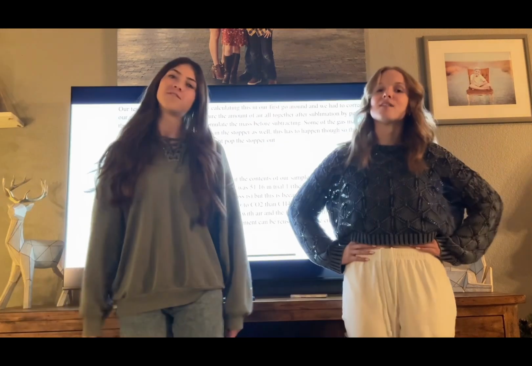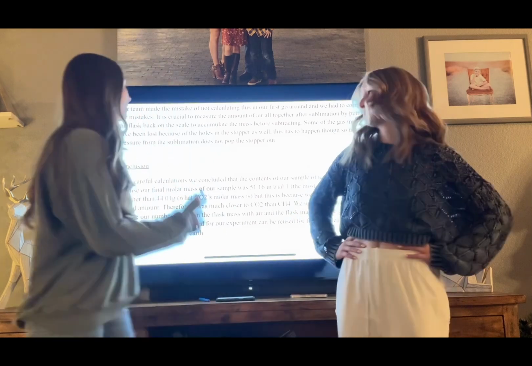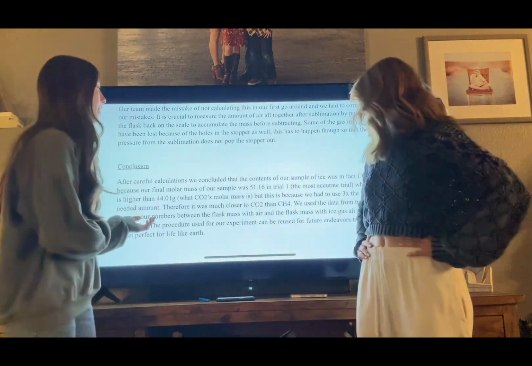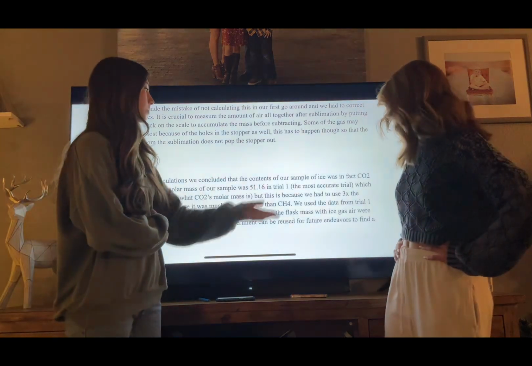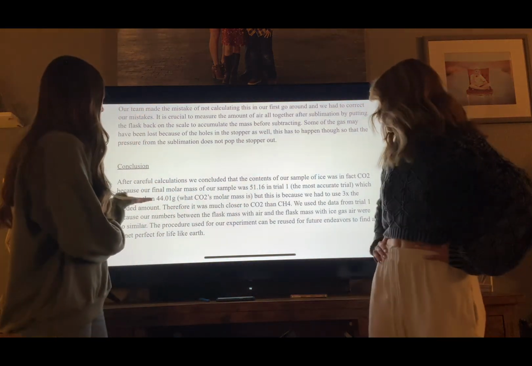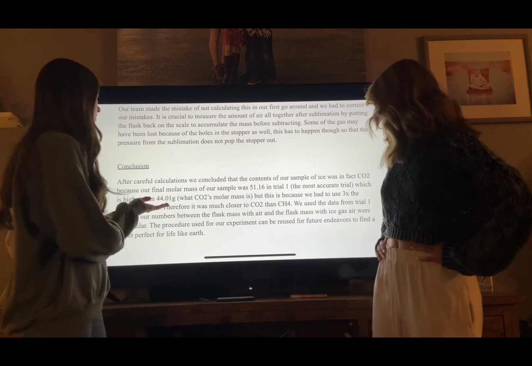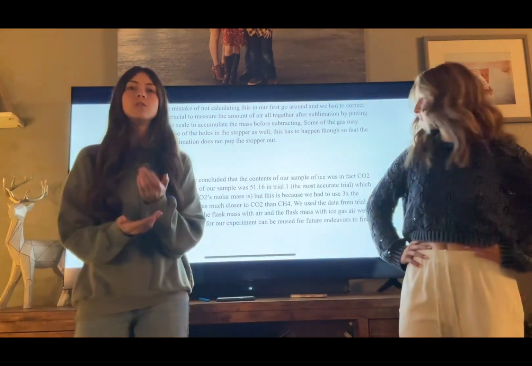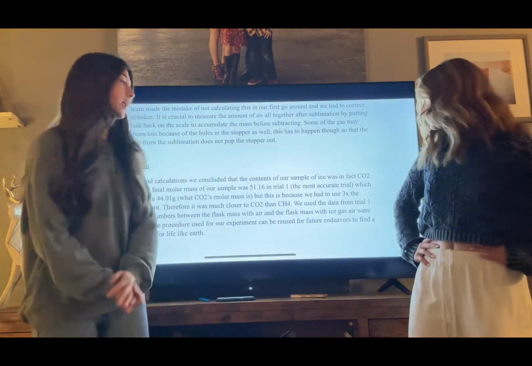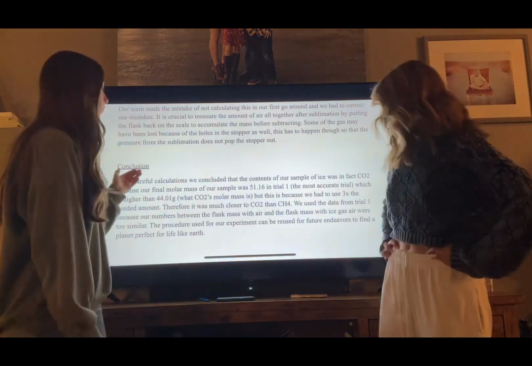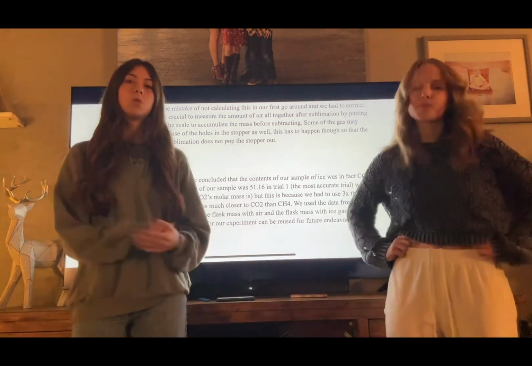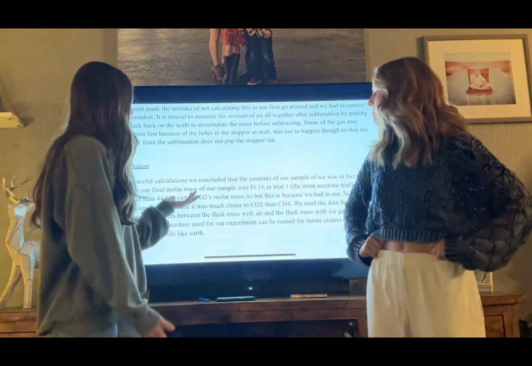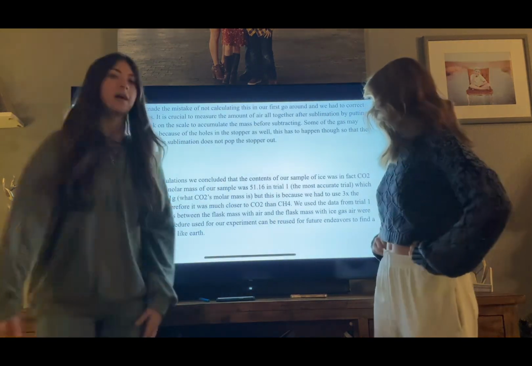Finally, our conclusion. Our molar mass that we ended up getting at the very end of our experiment was 51.16 grams per mole, and this would be similar to carbon dioxide's 44.01 grams. The reason it was over a little bit is because we did use 3 times the amount of ice that we actually needed. 51 is closer to 44 than it is to 16, which is the molar mass of methane. So we did conclude and decide that the sample ice we got was derived from carbon dioxide.